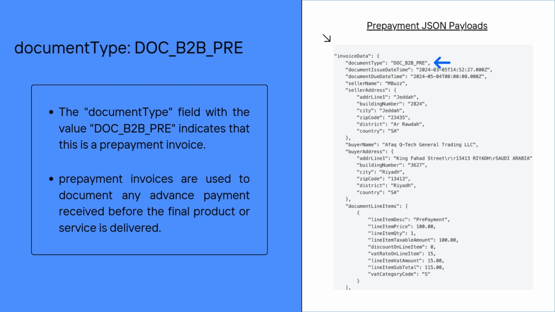The document type field with the value doc B2B pre indicates that this is a prepayment invoice. Prepayment invoice is used to document any advance payment received before the final product or service is delivered.